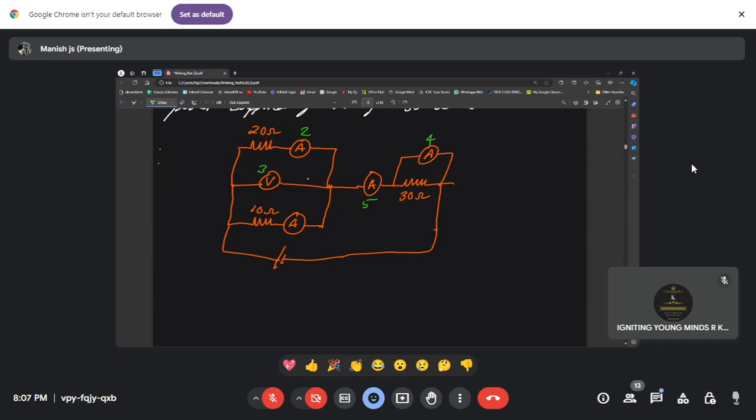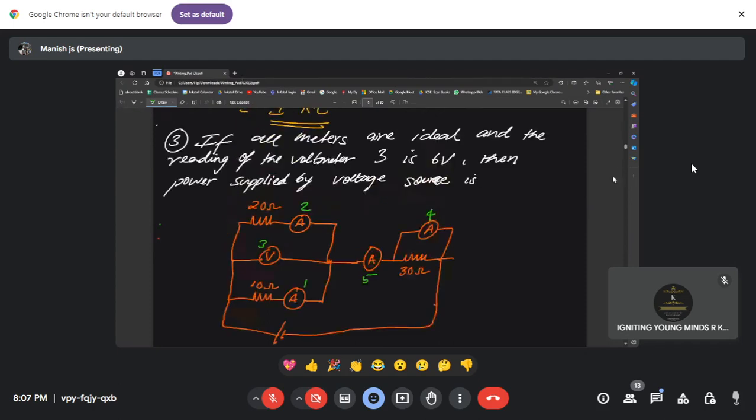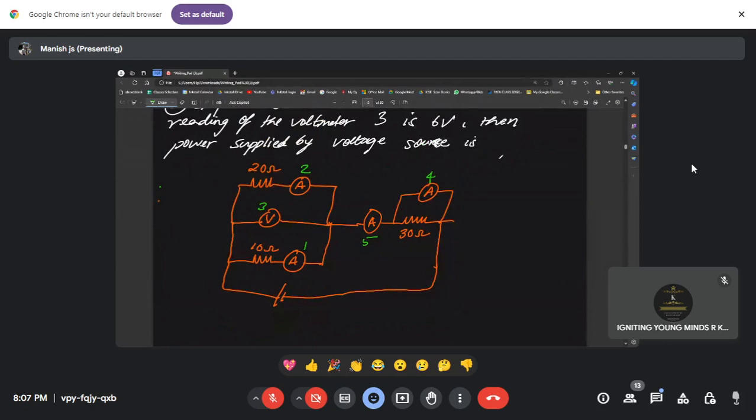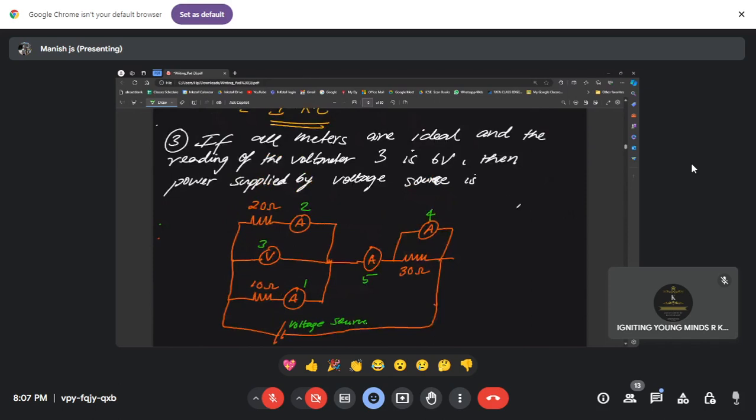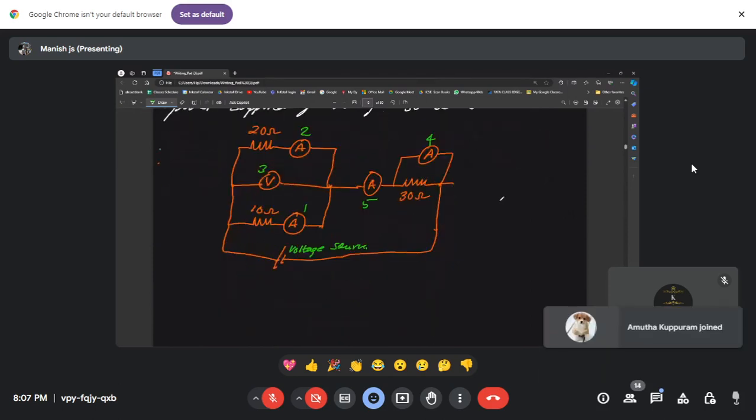This is 3 and 1. The voltmeter 3, they have given in the question the reading is 6 volts. So 6 volts is the reading of the third voltmeter in the figure. And there is a voltage source here. This is the voltage source. So you should calculate the power supplied by the voltage source.